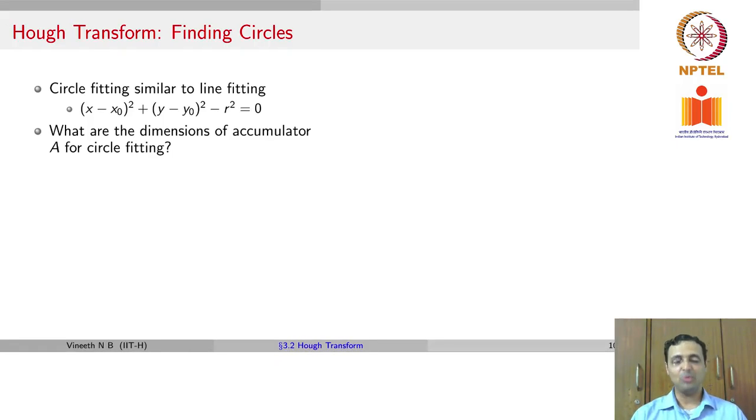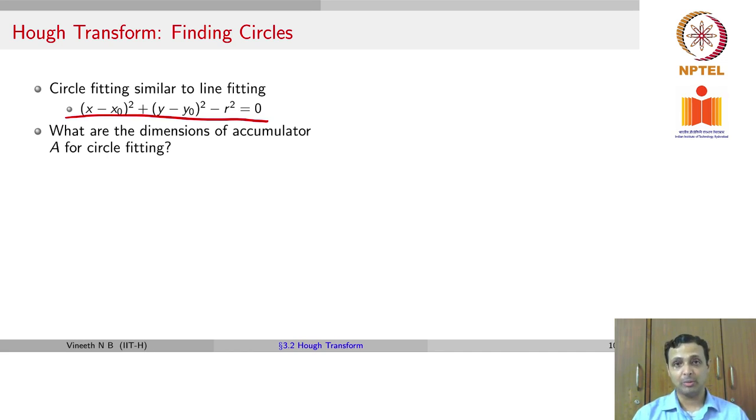Let's make this a bit harder now. Let's say we want to now find circles in an image. We did talk about blob detection earlier, but now we want to exactly find the circle with its radius and center and be able to parameterize it perfectly. So circle fitting is very similar to line fitting. That's going to be the fitting that you're looking for: x minus x naught squared plus y minus y naught squared minus r squared is equal to 0.